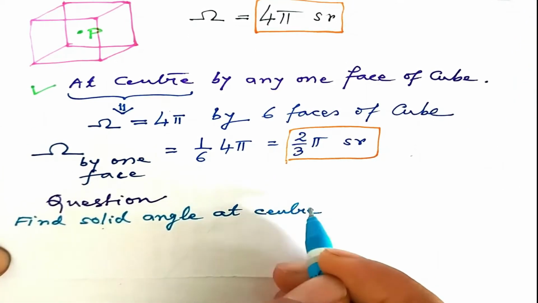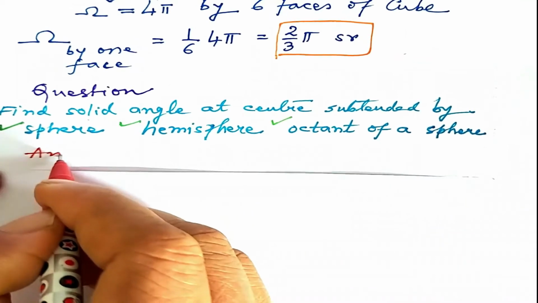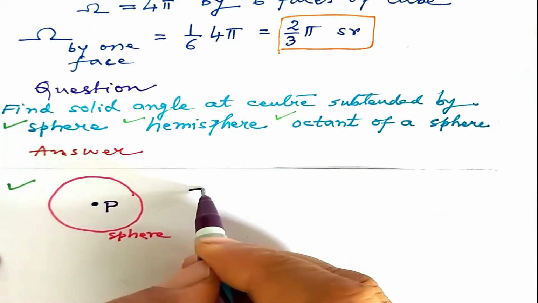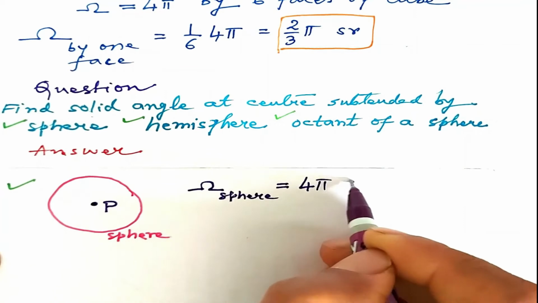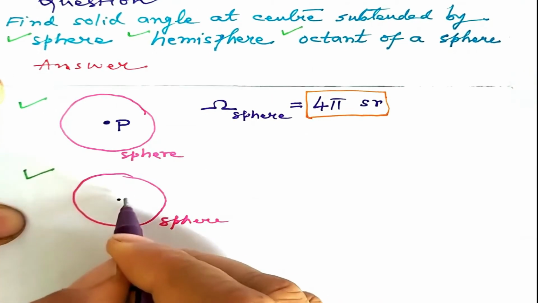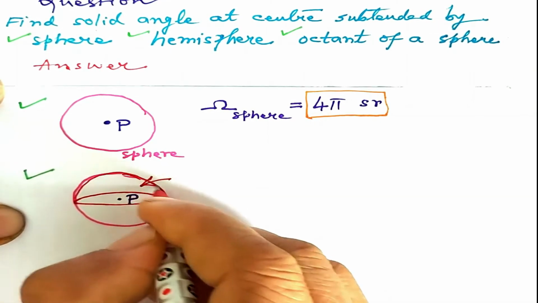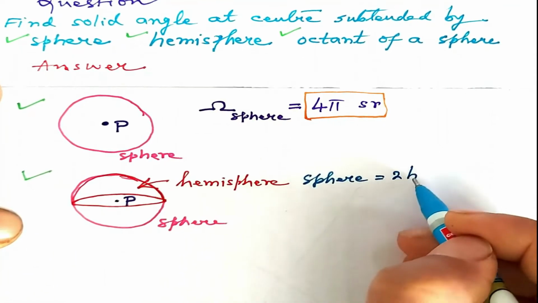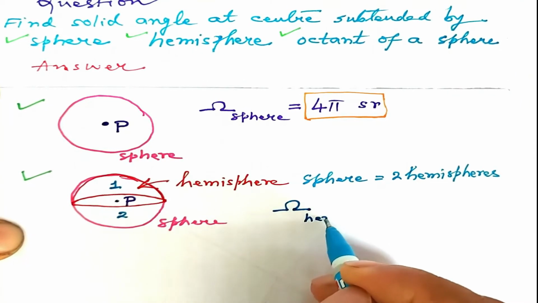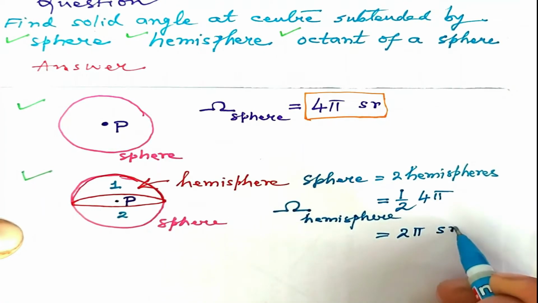Find solid angle at center subtended by sphere, hemisphere, octant of a sphere. Answer. Consider a sphere. Center is P. Clearly at center, solid angle omega is 4 pi steradian. Next, we redraw a sphere. P is center, and this is the equatorial or the xy plane. This is one hemisphere, and sphere has two hemispheres, the upper one and this one, the lower one. So solid angle at P due to hemisphere will be half of 4 pi equal to 2 pi steradian.